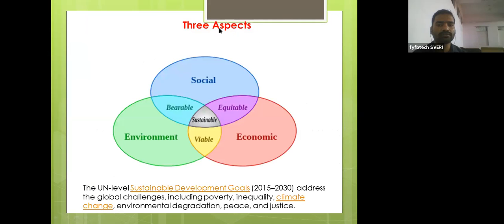See, there are three aspects of sustainable development. One is social, the second is environmental, and the third is economic. They are again interdependent. Social and environmental are interdependent, environmental and economic are interdependent, and economic and social are interdependent. And all three are interdependent for sustainability. So you should know these three aspects of sustainable development.